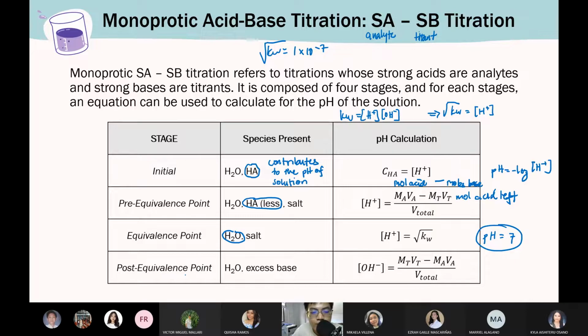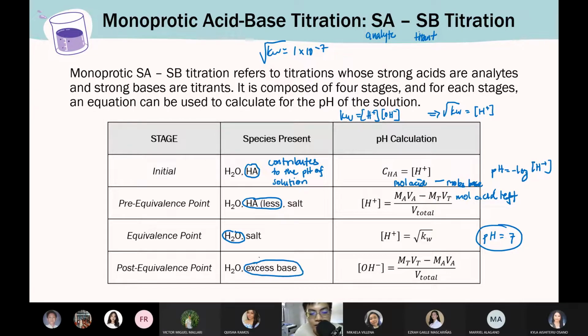At post-equivalence point, ano na yung mga species present sa atin? So, at post-equivalence point, we have water and excess base. Nasobrahan ka na ng titrant na base. So, which of them will contribute to the pH of the solution? Is it the water? No. It will now be the base. So, si base na yung magko-contribute sa pH ng solution. So, siya na yung may effect.